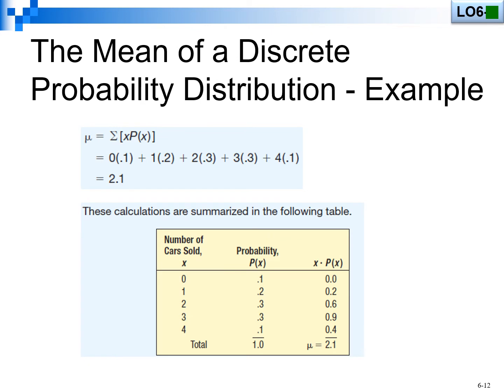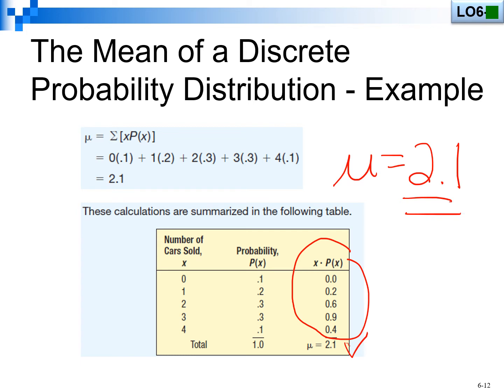So as you can see by these calculations, once you multiply it, here's your column where you multiply it, you add it up, you'd get an expected value of 2.1, which basically means you expect to sell about 2.1 cars on any given day or any given Saturday.